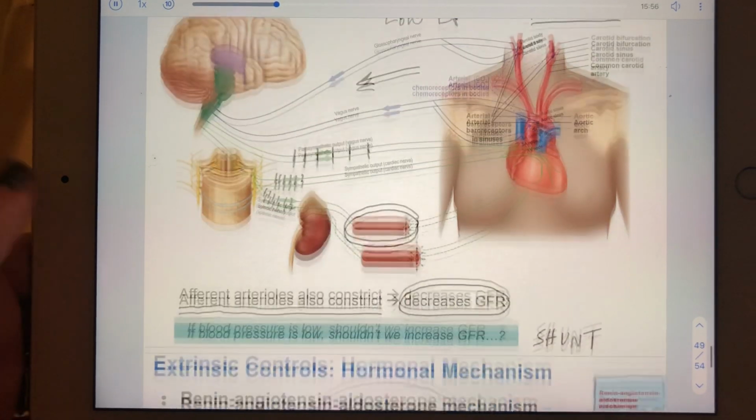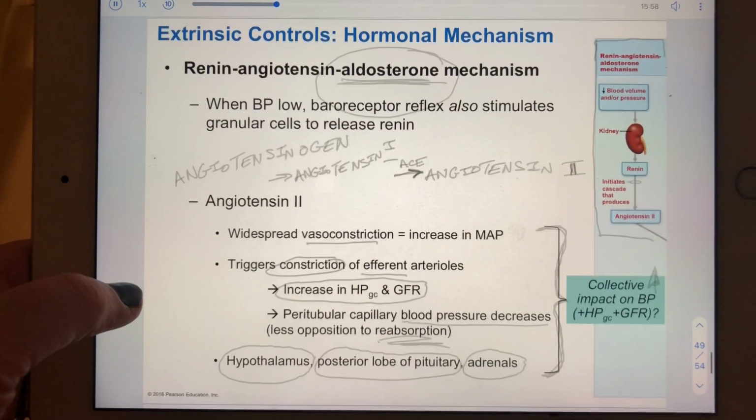Let's move on to the hormonal mechanism, which is really renin-angiotensin-aldosterone. That mechanism that your instructor will not shut up about. We beat this horse in chapter 16. We came back to this horse in chapter 19, right?